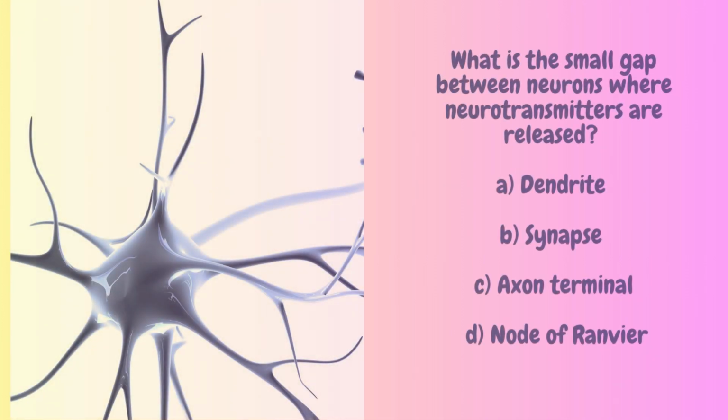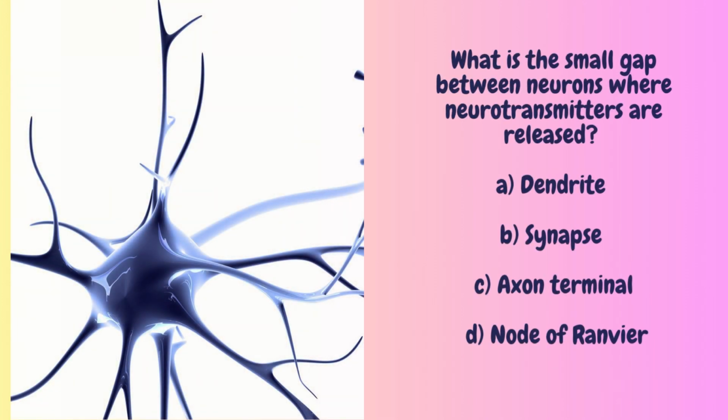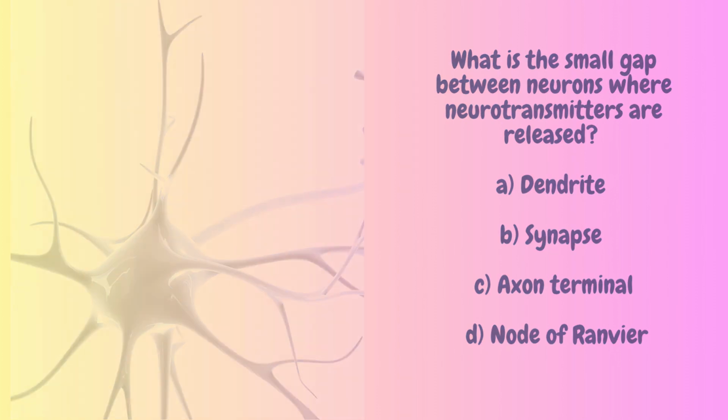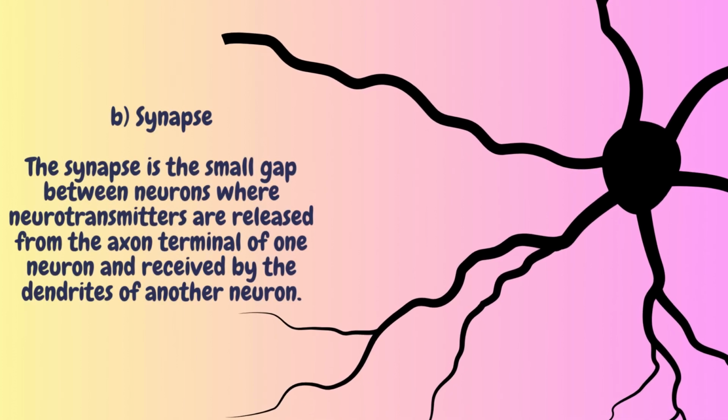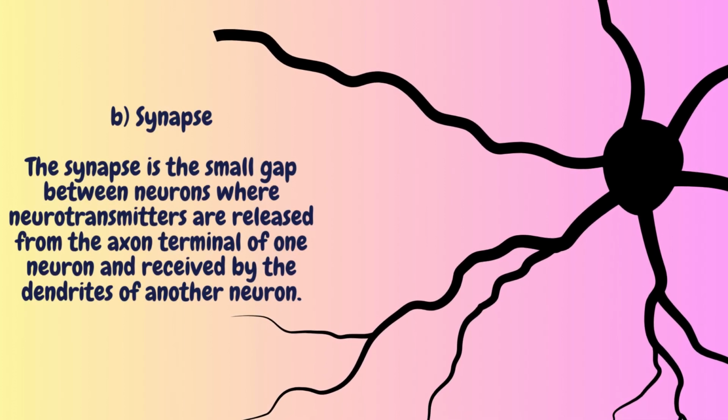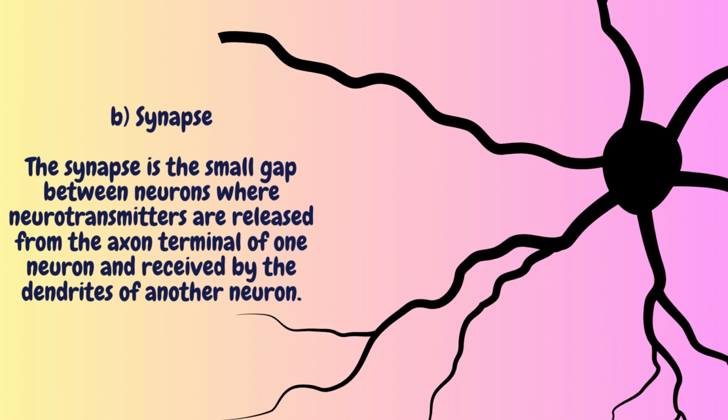What is the small gap between neurons where neurotransmitters are released? A. Dendrite. B. Synapse. C. Axon terminal. D. Node of Ranvier. B. Synapse. The synapse is the small gap between neurons where neurotransmitters are released from the axon terminal of one neuron and received by the dendrites of another neuron.